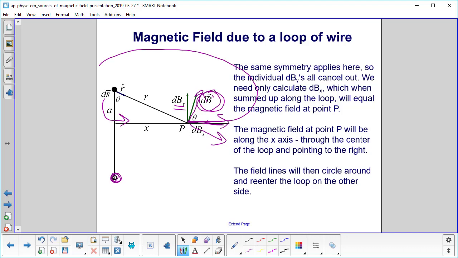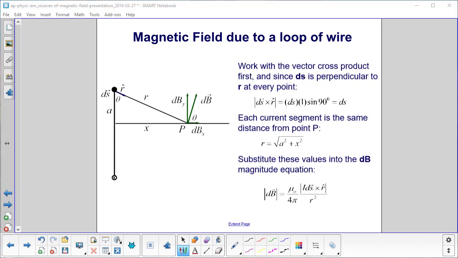Let's work with the vector cross product of the Biot-Savart law first. Since we have the vector ds perpendicular to r hat at every point, we use a definition of the cross product, which is the magnitude of each piece there. So it's the magnitude of ds, which is just ds. The magnitude of r hat is 1, and we take the sine of the angle between them because it's a cross product, and we get ds.